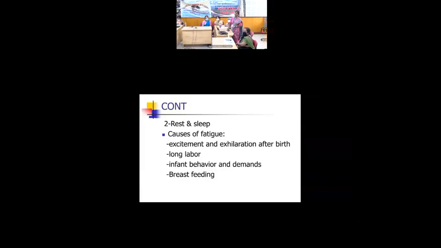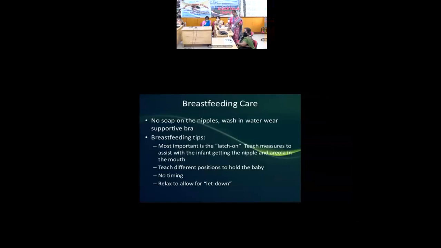There is excitement and exhaustion after birth, long labor, infant behavior, and demand breastfeeding. Breastfeeding is also important for the postnatal period. We have to assess the baby and give the best feeding for the baby. So no soap on the nipple, wash with water, wear a supportive bra, breastfeeding tips. Most important is the latch on: teach the mother to assist the infant in getting the nipple and areola in the mouth.